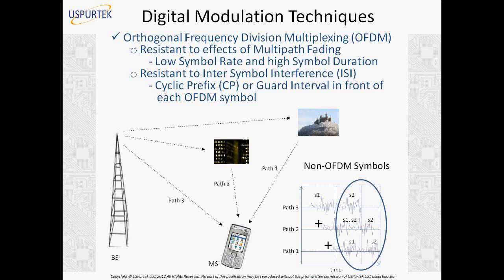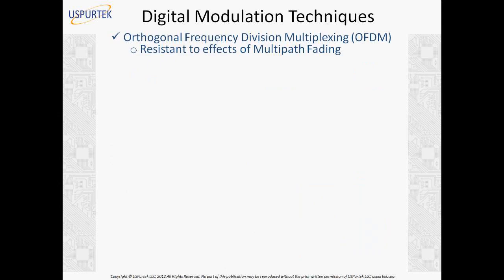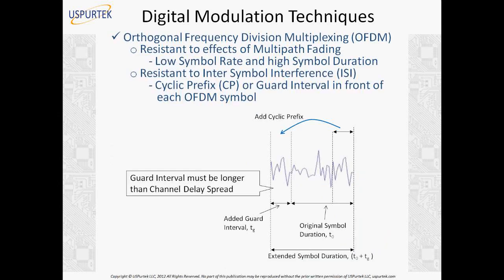But here, in case of an OFDM symbol, what we do is we make a copy of the tail end of the symbol. So this is the OFDM symbol. This variation in the signal here represents one symbol. At the tail end of the signal, we copy this part of the signal and add it as a cyclic prefix in front of the symbol, which in fact is the guard interval Tg. So the original symbol duration here is T0. We make a copy of the tail end of the symbol, which is equivalent to the guard interval, and fix it as a prefix in front of the symbol.